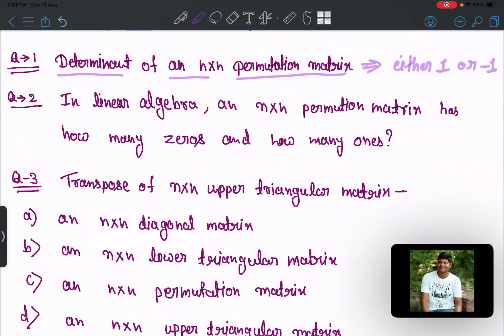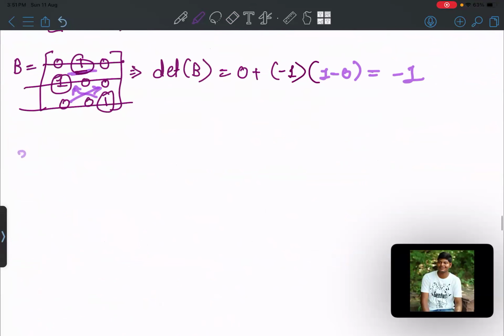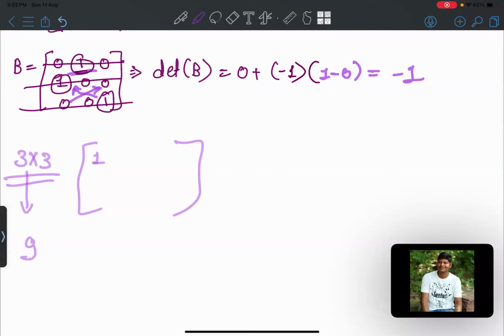Now suppose we have an n cross n permutation matrix. How many zeros and how many ones will it have? You can understand it like this. Suppose we have a 3 cross 3 permutation matrix. It will have 9 terms, and in each row and each column it will have only one 1.